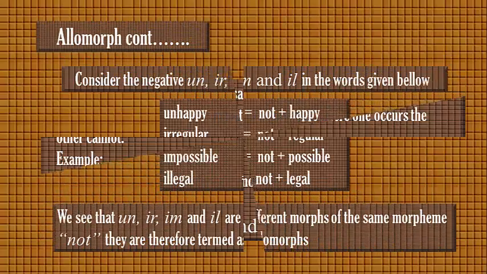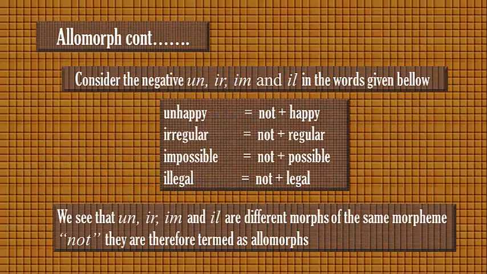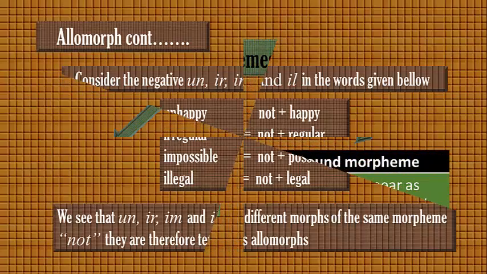Consider the negative un, ir, im, and il in the words given below. Unhappy, not happy, irregular, not regular, impossible, not possible, illegal, not legal. We see that un, ir, im, and il are different morphs of the same morpheme not. They are therefore termed as allomorphs.